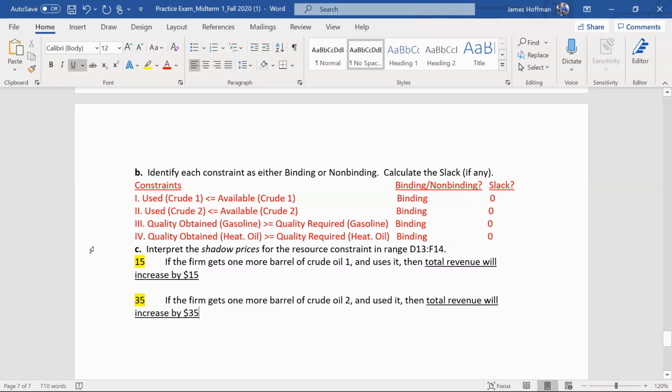Okay, so again, hopefully we see the idea here, but the shadow prices are, if the constraint is binding, that's the exact value, and the effect on the objective if you get one more of the thing. So if the firm gets one more crude oil 1, total revenue increases by $15, and the value of crude oil 2 is $35. So if the firm gets one more barrel of crude 2 and uses it, then total revenue will increase by the shadow price of $35.